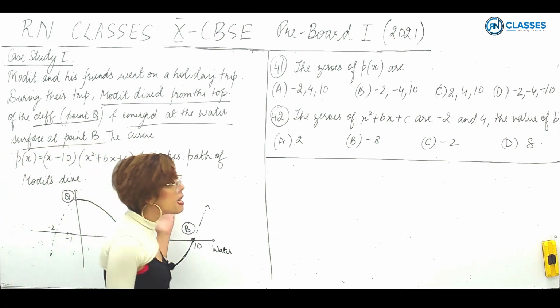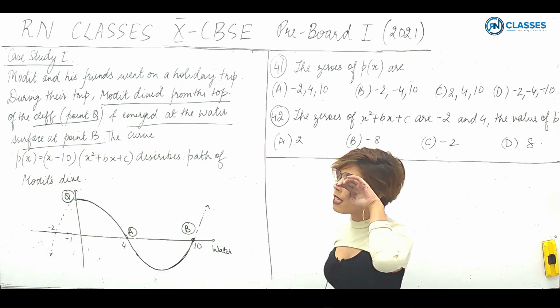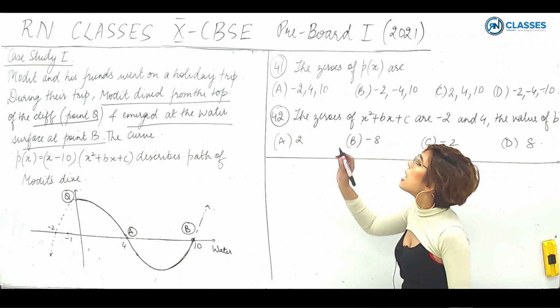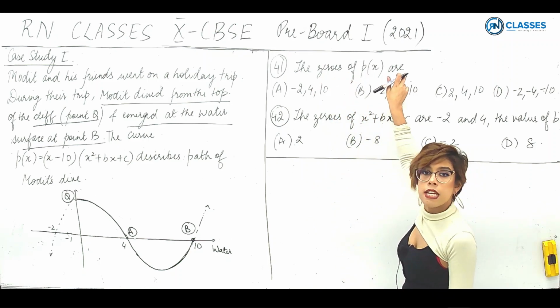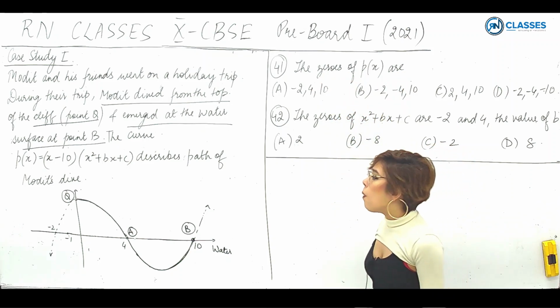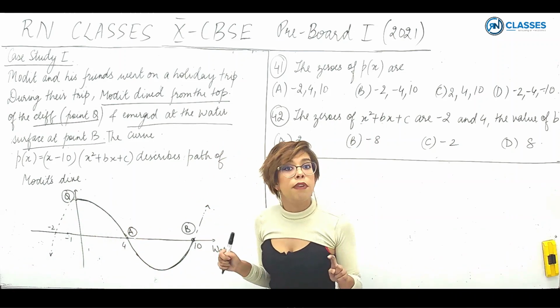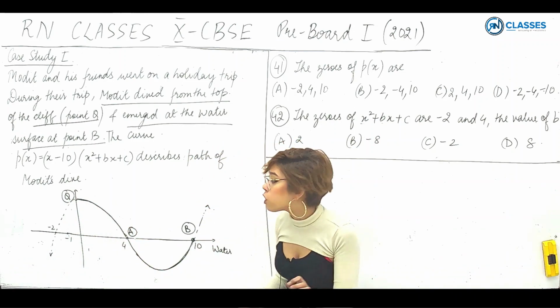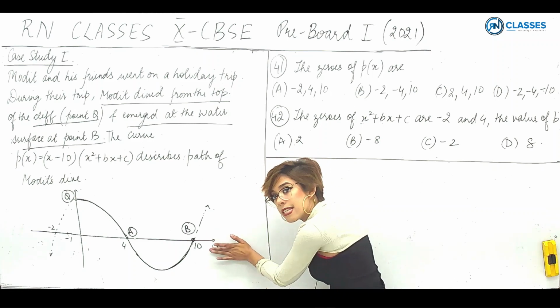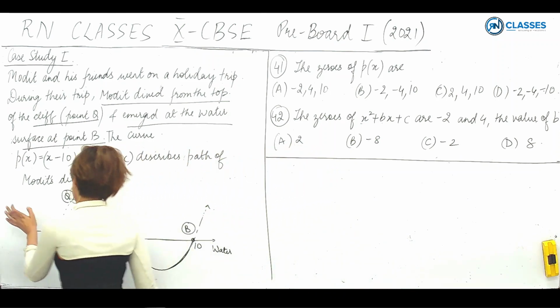Now, based on this, there are some questions. So let's discuss the 41st question. He says the zeros of P of x is R. Now, P of x is this. Now, zeros I can ascertain from where? From the point of intersection with the x-axis. This is the x-axis, the point of intersection. Look, so, point of intersection.